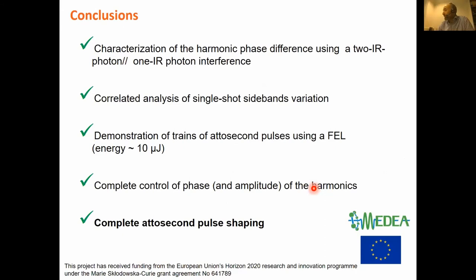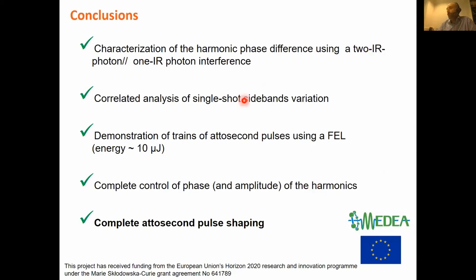So, this brings me to the conclusion. I've shown you how it's possible to characterize the harmonic phase difference at the seeded free electron laser using a modified version of the RABBIT, in which we don't have only two photon transitions, but we need to consider also three photon transitions, a 2IR plus one XUV.